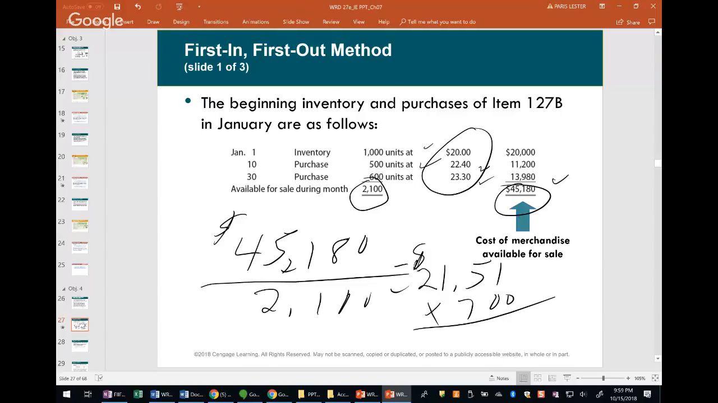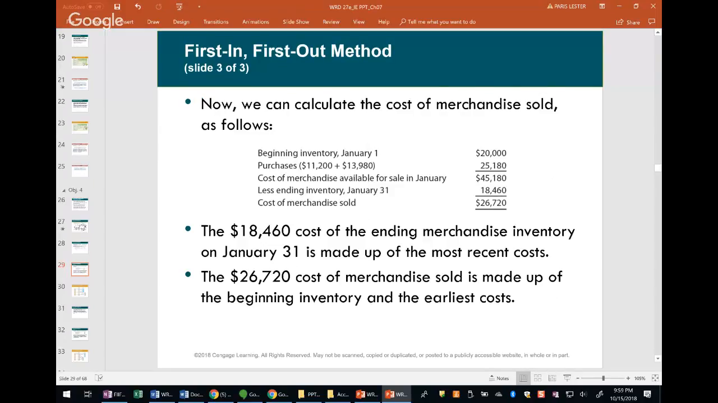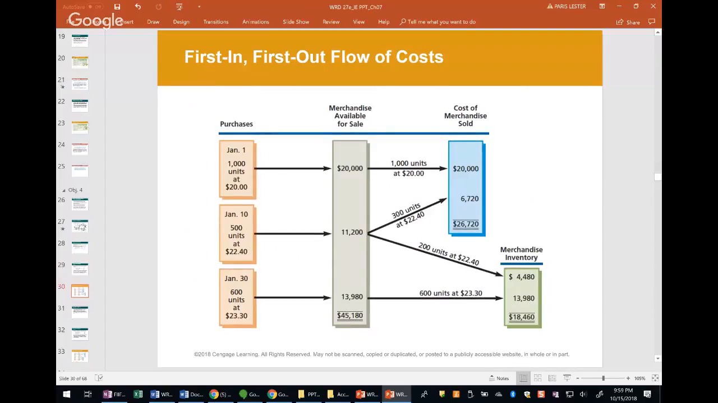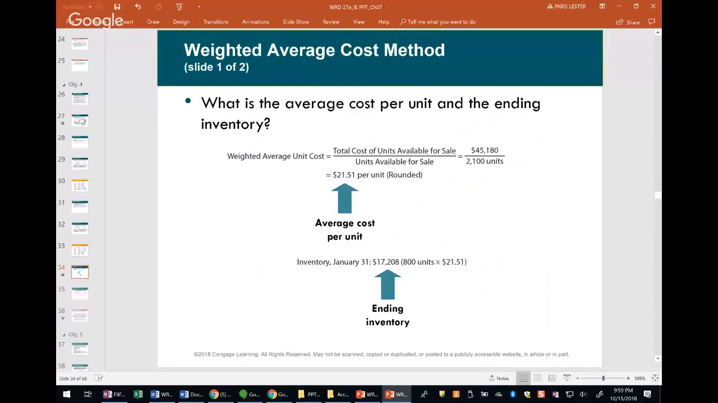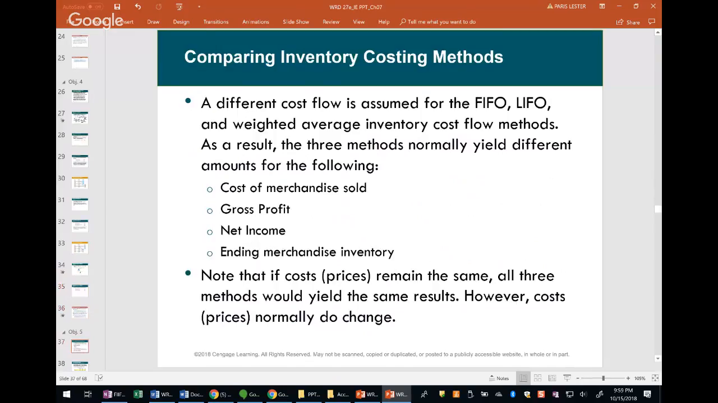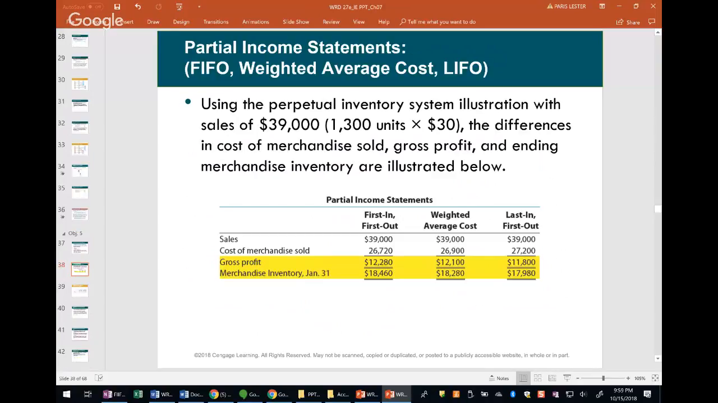So that's 6 methods we've already looked at. We will have to practice them, okay? They're going through these in a different way. We'll look at those later. But now if we compared these methods, the ones we did glance at, you can see the gross profit is going to be different. Now average is somewhere in the middle. It's in the middle of 11,800 and 12,280. Your merchandise inventory is somewhere in the middle. Okay. The weighted average.